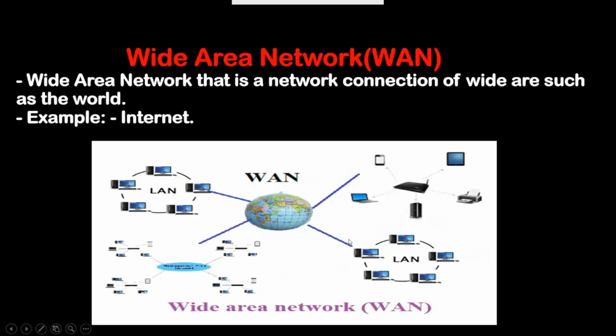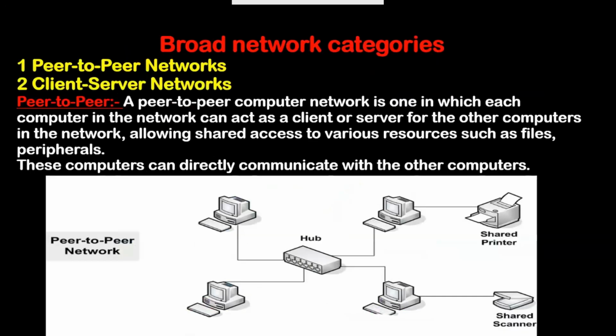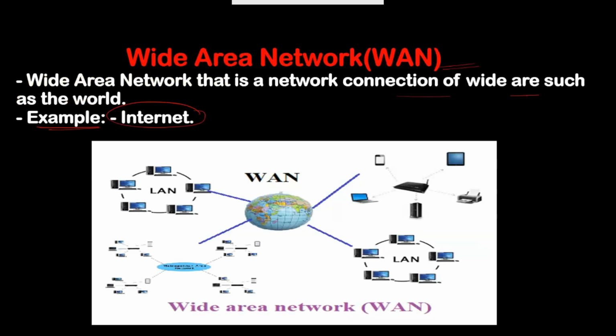After that, if we talk about the WAN, it means wide area network. So what does wide area network mean? A wide area network is a network connection over a wide area such as the world. If you create a network across your whole world, or it can be the range of your country, or if you connect two countries or more than two countries, this network is known as a WAN. The example of a WAN is the internet, right? So these are the types of network. So any doubt, clear? LAN, MAN, WAN, anyone else?